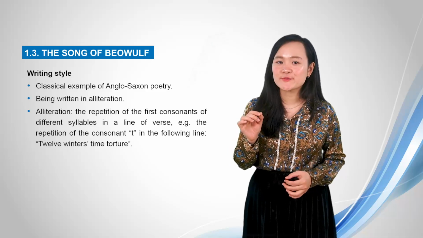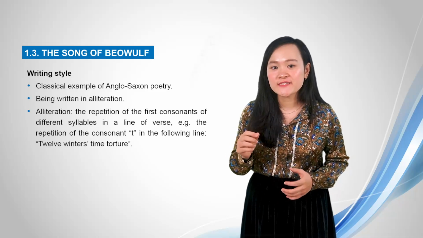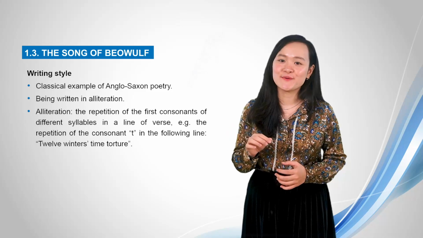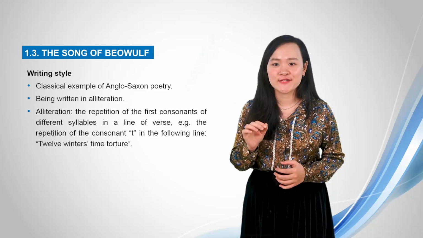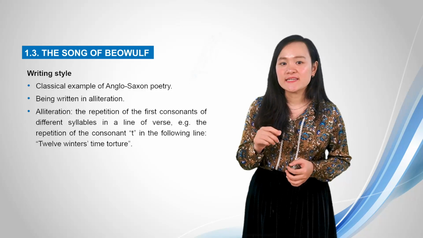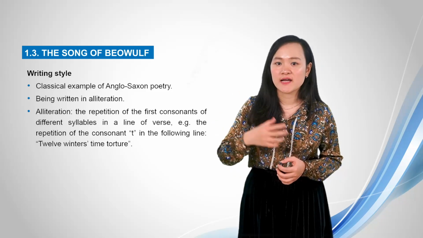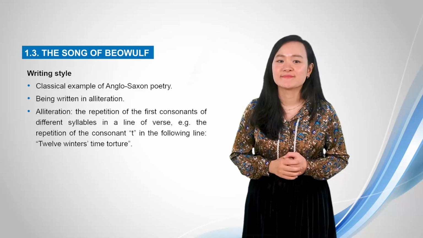Okay, so what do we mean by alliteration? It is a repetition of the first consonant of different syllables in a line or verse. The repetition of the consonant T in the following line, like 12 winters, time tortoise.